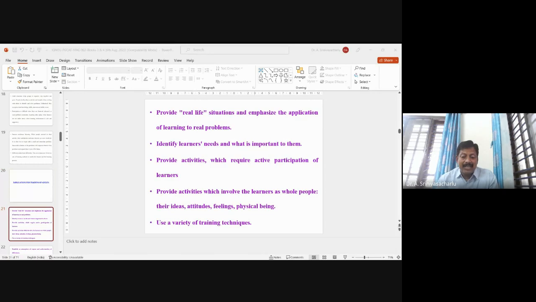Sometimes villagers or adult learners are better than us. We should know that first. We should know their previous knowledge, previous experiences. Identify learners' needs and what is important to them that we teach. Learners have the basic knowledge. They know how to write ABCD, how to write alphabets of any language. But there are some needs. They don't have awareness on important things. So you can create awareness.